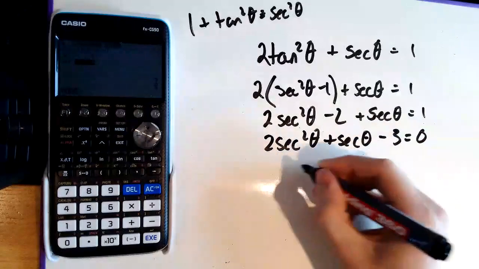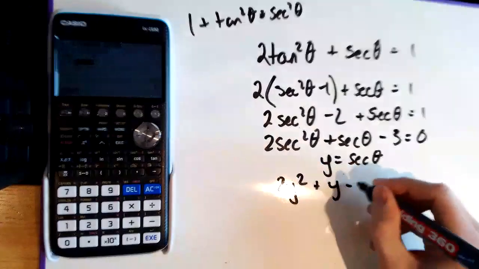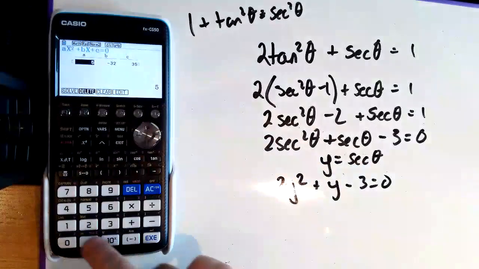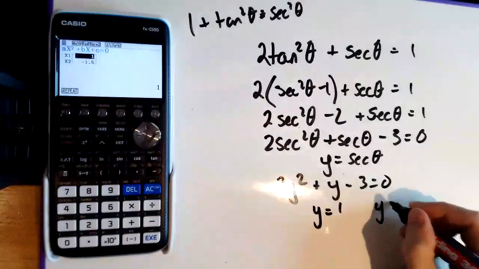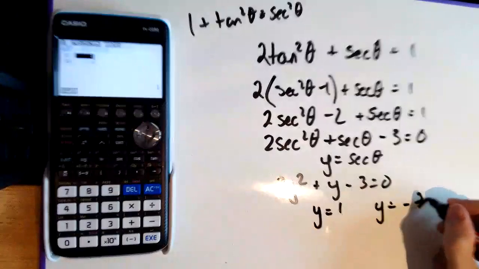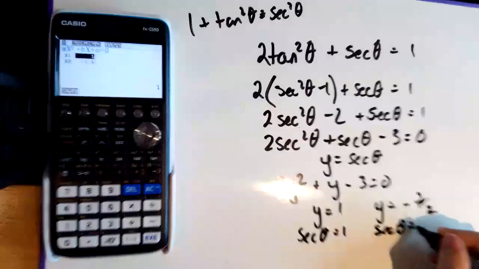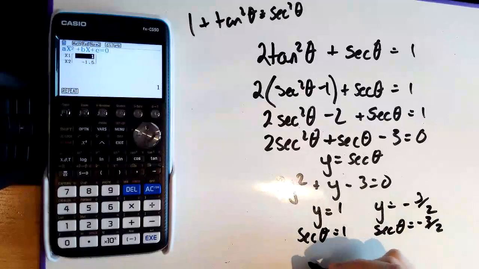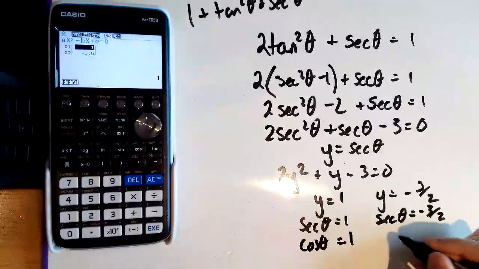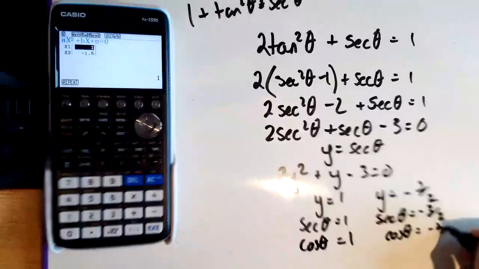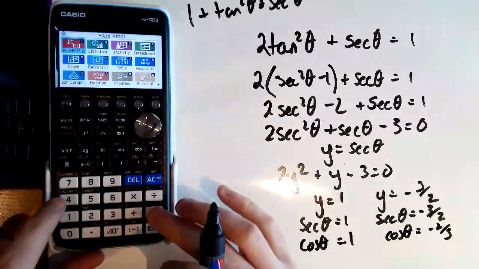And I can make it into a quadratic by saying y is sec theta, 2y squared plus y minus 3. Solve it on here, 2, 1, minus 3. I get y is 1, y is minus 3 over 2. So that's what sec is. So sec theta is 1, sec theta is minus 3 over 2. So I do the reciprocal to get cos. So cos theta is 1, cos theta is minus 2/3. And then you know how to solve those. Make sure you're in degrees.